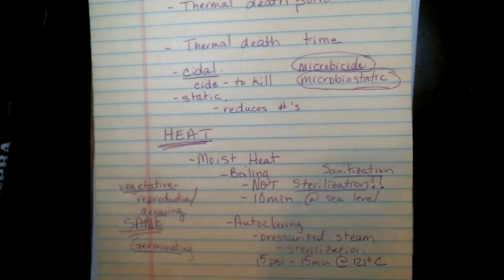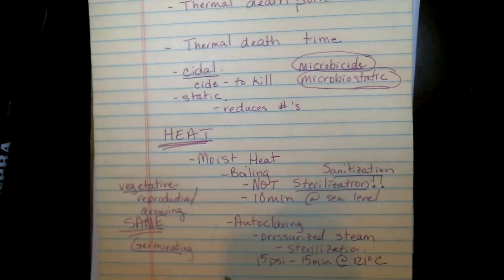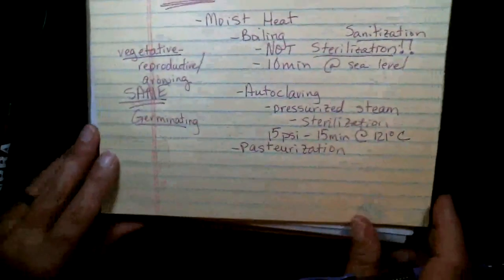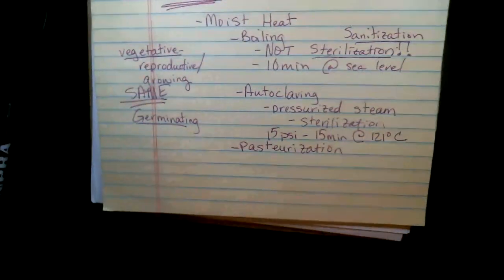The next form of moist heat is pasteurization. I kept telling you guys I was going to get back to pasteurization and go into it in more depth. Well, here we are with pasteurization. We know who developed it, Louis Pasteur. It's a method of heating beer and wine just enough to destroy the microorganisms that cause spoilage without ruining the taste. We use pasteurization for a number of things nowadays.